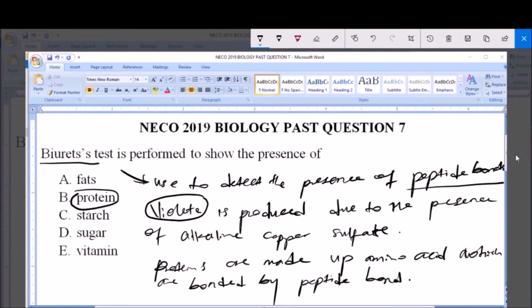This peptide bond is the bond that exists between amino acids, and proteins are made up of amino acids which are bound together by peptide bonds. So therefore, the Biuret test is performed to show the presence of proteins, which is option B, and that will give us a violet color.